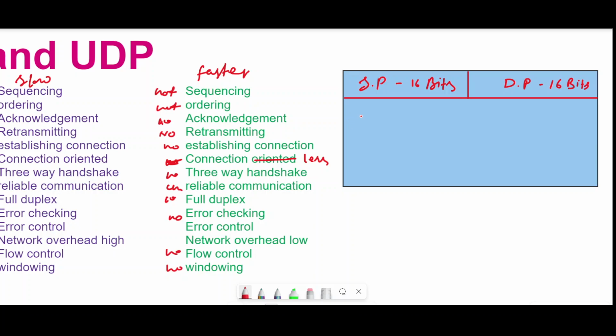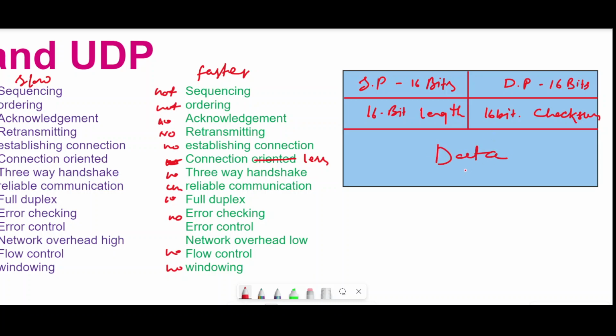Now there are some other fields: 16 bits for length, that means header length, and 16 bits for checksum. Clear? Then this field comes under data. So we can see that this is 32 bits, this is 32 bits, that means 4 bytes each. Now the total will be 8 bytes.